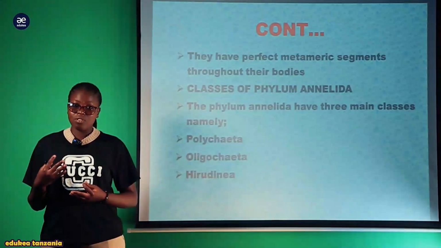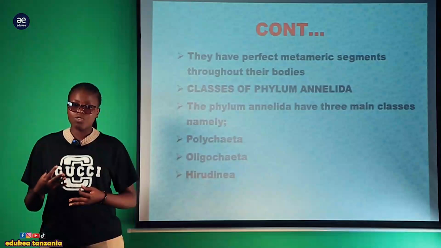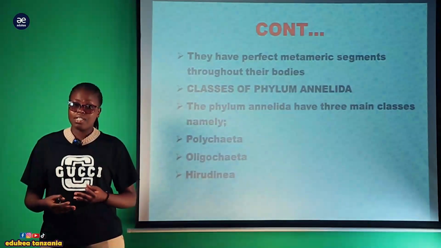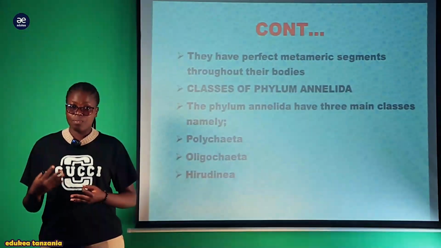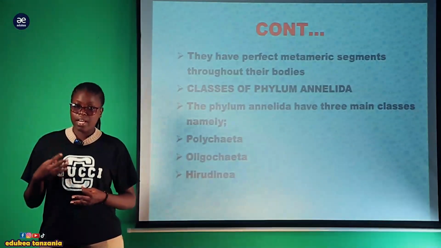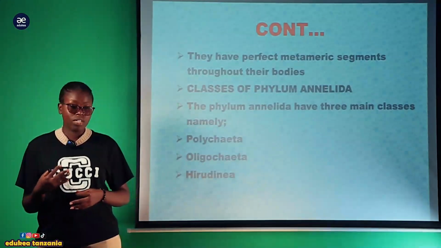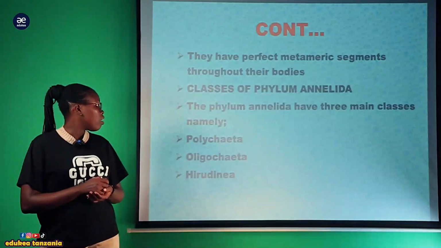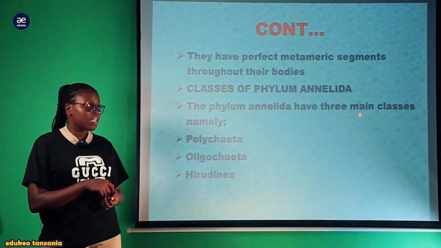Also, this organism tusema kwamba they are capable of undergoing both sexual and asexual reproduction. Ambapo katika asexual reproduction wanakuwa na undergo fragmentation, ambapo each fragment is capable of growing into another matured organism. Now, let us consider the classes of the phylum Annelida.